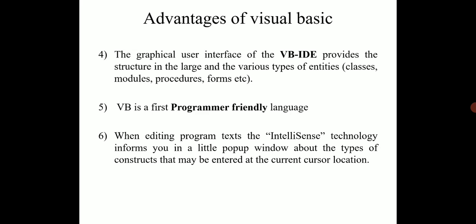Sixth one, when editing program texts, the IntelliSense technology informs you in a little pop-up window about the types of constructs that may be entered at the current cursor location. That is nothing but IntelliSense, meaning automatic completion of various keywords. For example, if you type GoTo and space, IntelliSense displays a list of the defined labels in a drop-down menu.